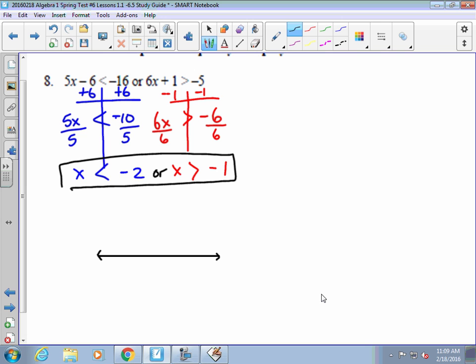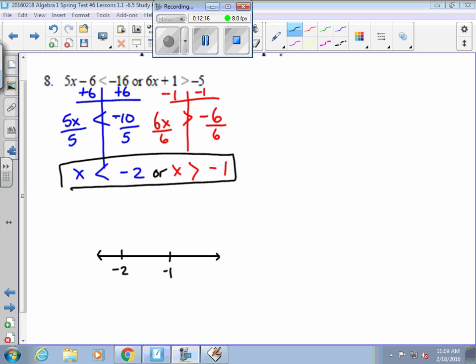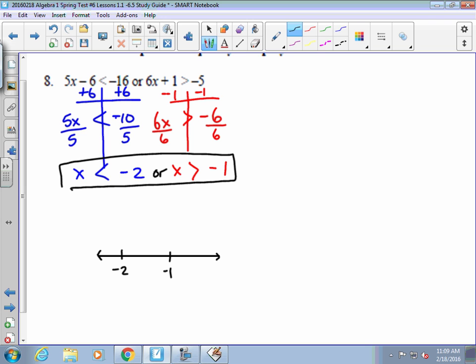And again, you want to show two numbers. You want to show negative 2 and you want to show negative 1. And then we'll graph both of them separately and just combine them. So x is less than, open bubble, negative 2, everything that way. X is greater than, again, open bubble, everything that way. They're open bubbles because it does not say or equal to with it.